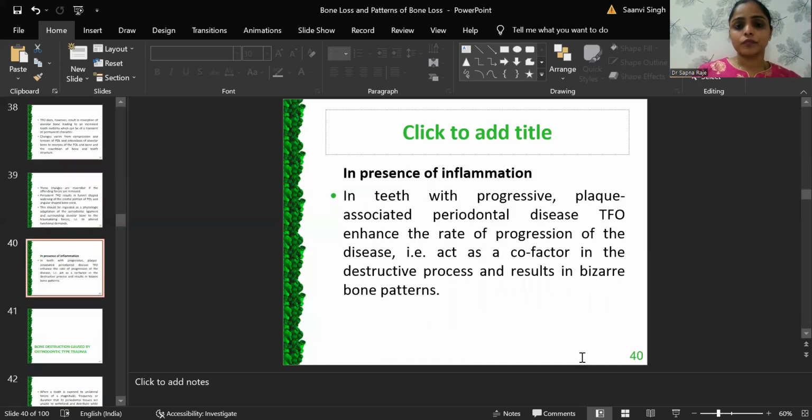Then the presence of inflammation in teeth with progressive plaque associated periodontal disease, trauma from occlusion, and hence the rate of progression of the disease, acts as a cofactor in the destruction process, resulting in a bizarre appearance. Then also the systemic factors which we have discussed. Diabetes on the periodontium is also one of the important factors which we should rule out. The glucose content of the gingival fluid is increased in diabetes. This alters the environment of the microflora.